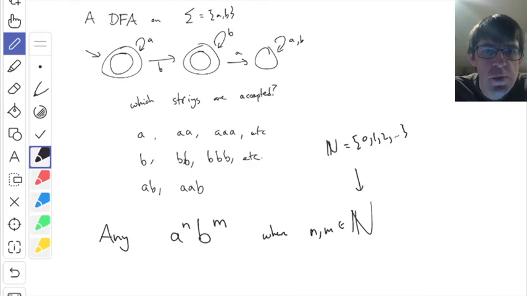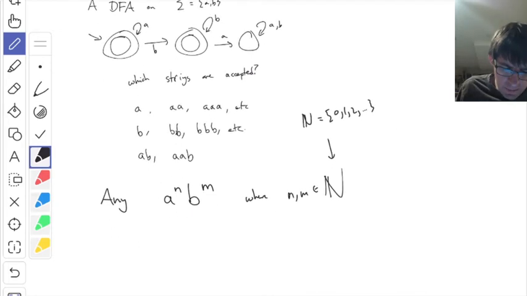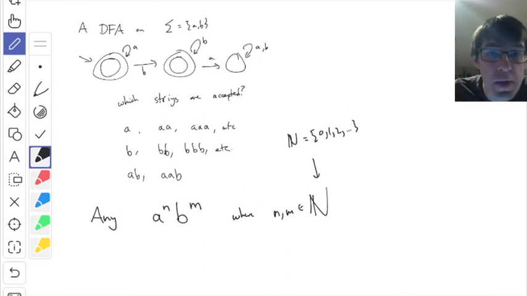All right. So this one accepts anything that has A's followed by B's and nothing else. In particular, the only thing that's not allowed here is an A after a B. You can never have an A after a B for strings that are accepted by this machine.